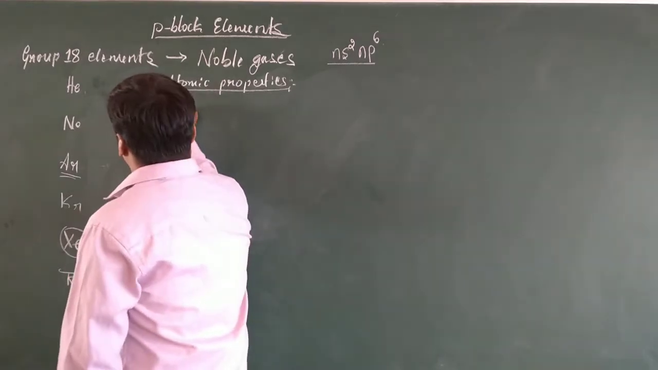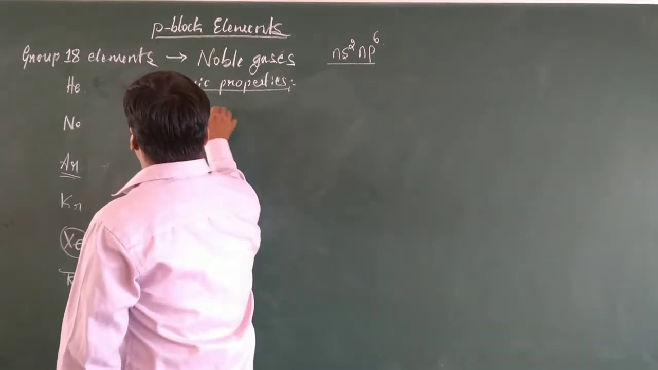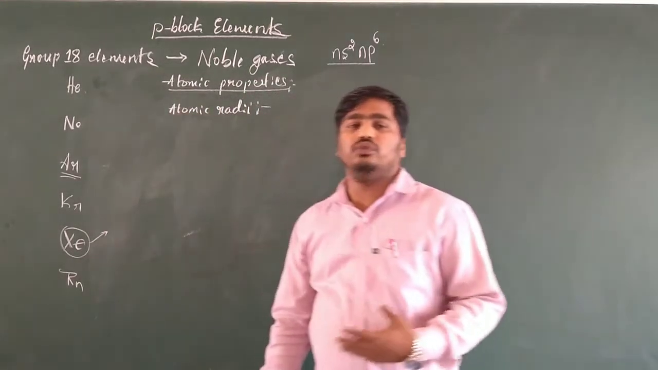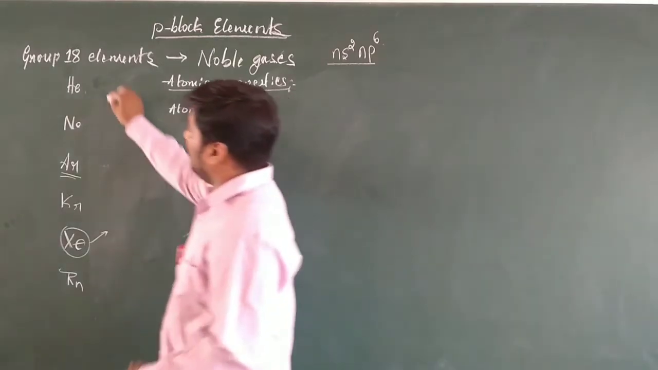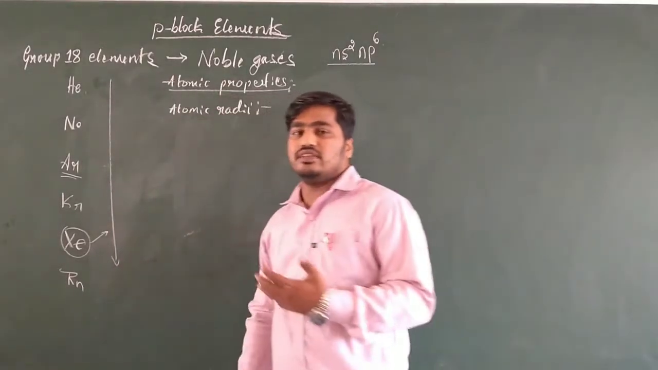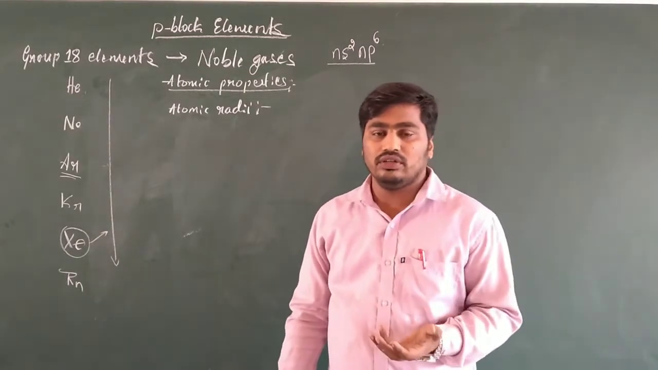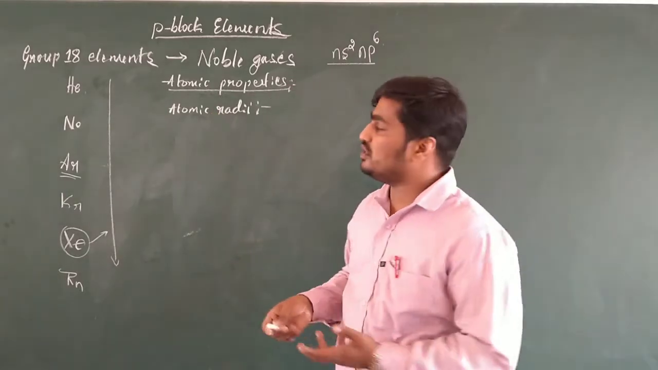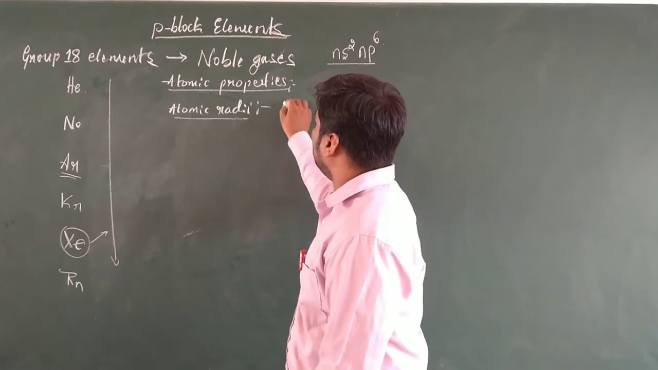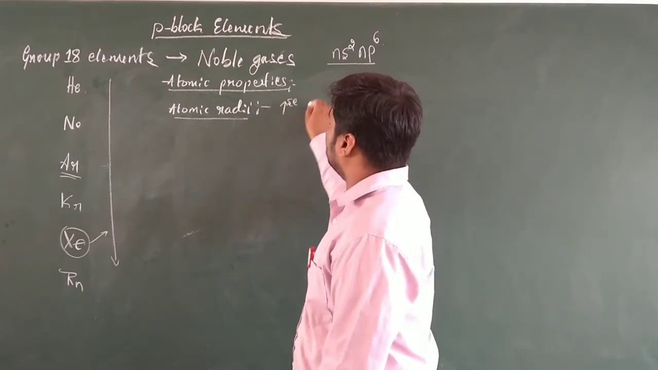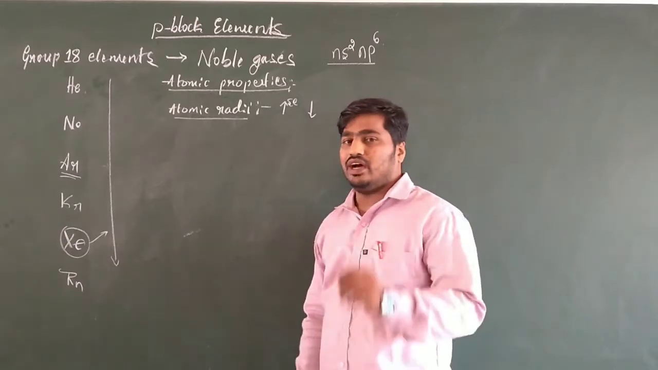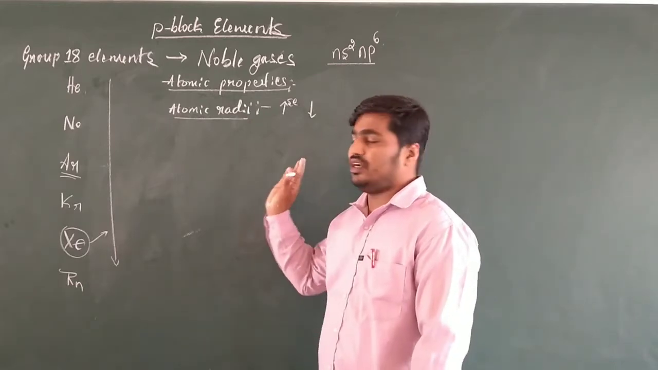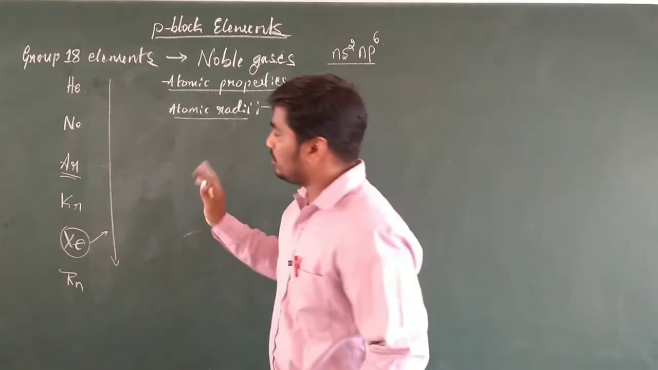The first is atomic radii. When we move down the group, the number of electrons increases. Because of the increasing number of electrons, the number of shells increases, the volume increases, and simultaneously the atomic radii increase. Atomic radii increase as we move down the group. The same property is observed in all the blocks or groups.